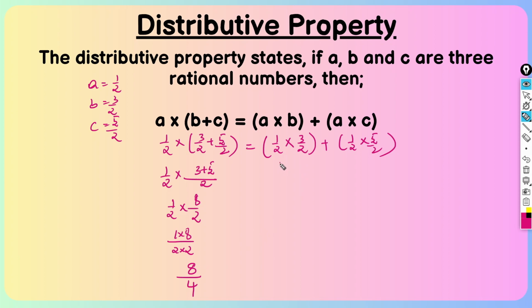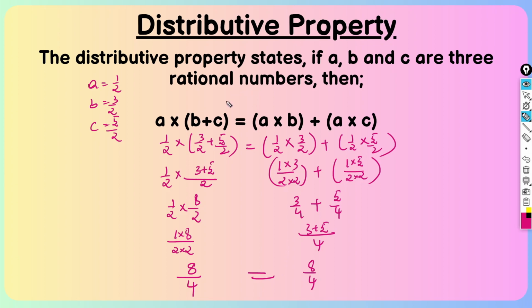Similarly, this becomes 1 into 3 by 2 into 2 plus 1 into 5 by 2 into 2. So 1 into 3 by 2 into 2 is 3 by 4, plus 1 into 5 by 2 into 2 is 5 by 4. So this becomes (3 plus 5) by 4. This is equal to 8 by 4. Thus, a into (b plus c) is equal to a into b plus a into c. So, rational numbers follow the distributive property.